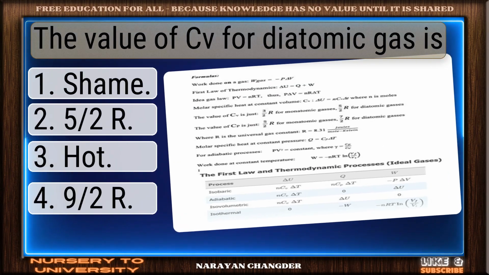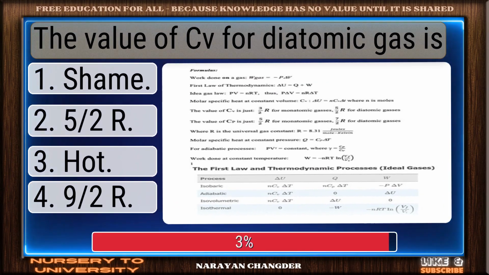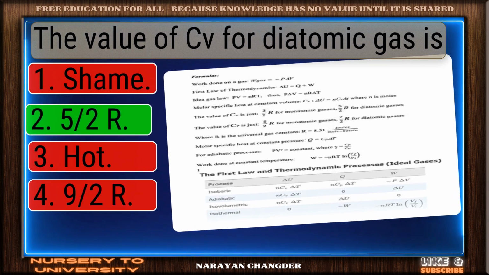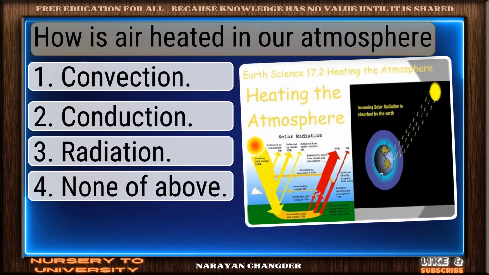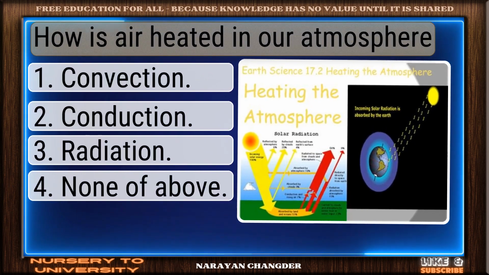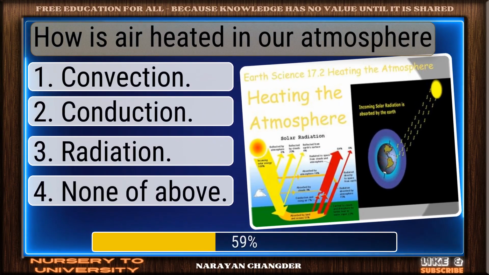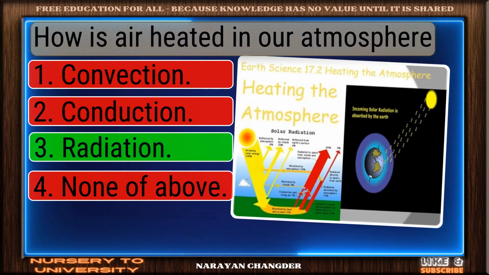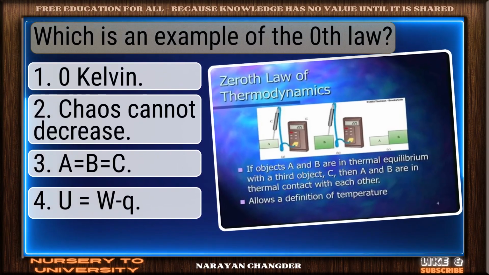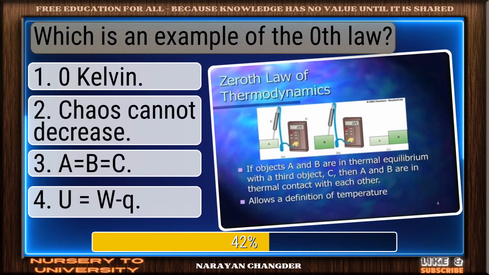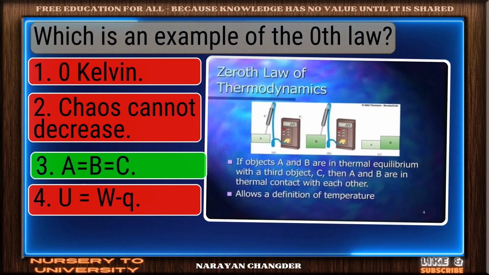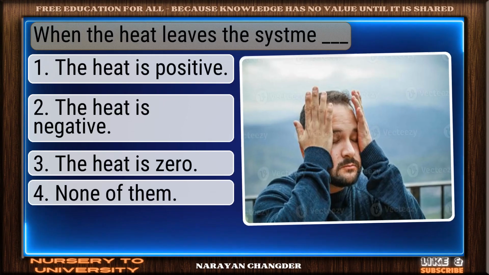The value of Cv for diatomic gases. You got it. Your choice 5/2 R is right. How is air heated in our atmosphere? Perfect. Radiation is the correct choice, which is an example of the zeroth law. Great job. A equal to 0 is the accurate answer.